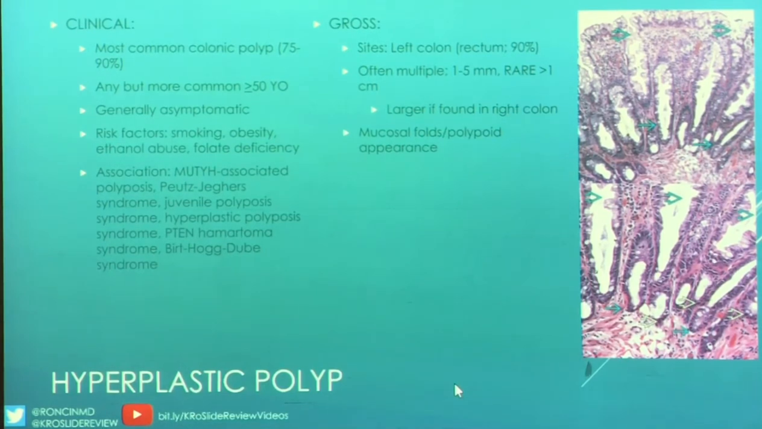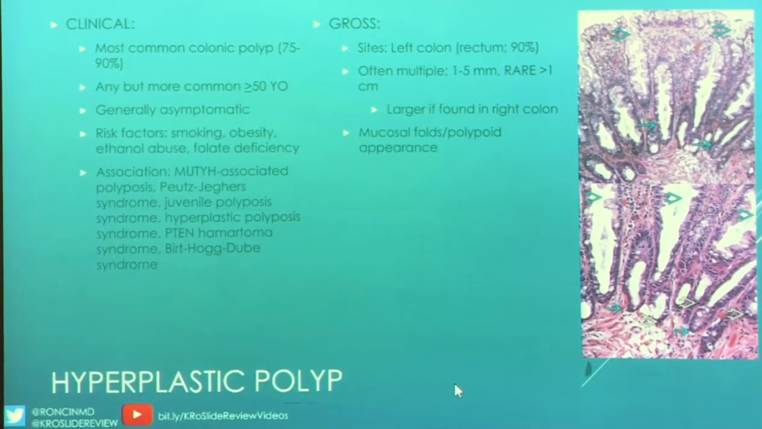A lot of risk factors and associations. They're more or less up there for your curiosity, but again, these things are so common that you just see them all the time. They are predominantly in the rectum. About 90% of them will occur there, and they're often multiple. And these are relatively small, so 1 to 5 millimeters compared to what we saw previously with inflammatory polyp being less than 3 centimeters. It's actually rare to have a hyperplastic polyp that's larger than 1 centimeter.